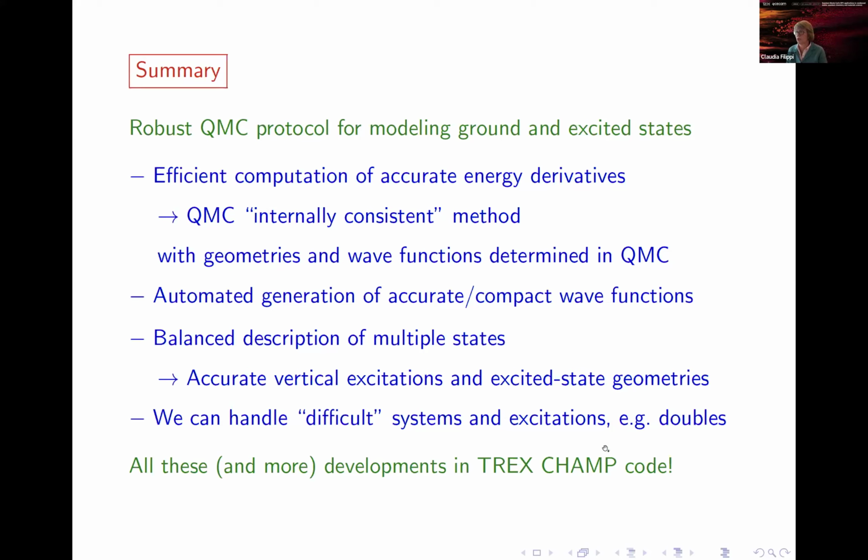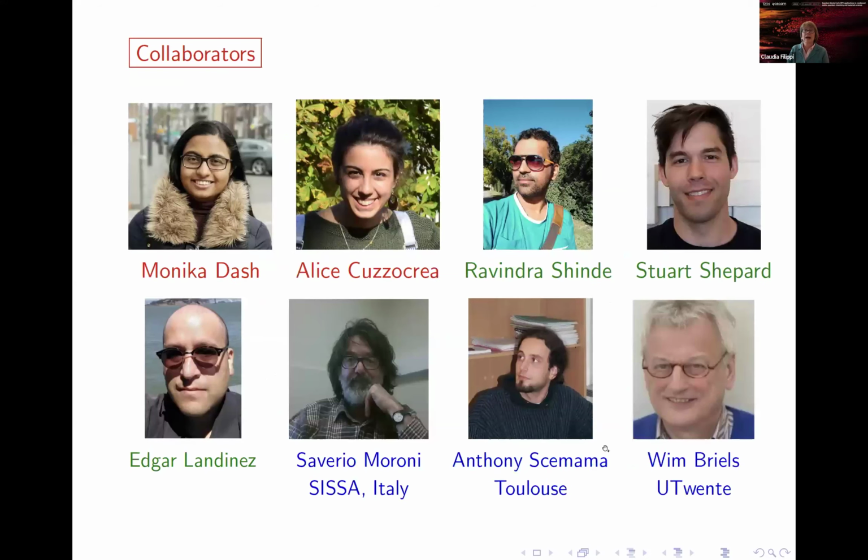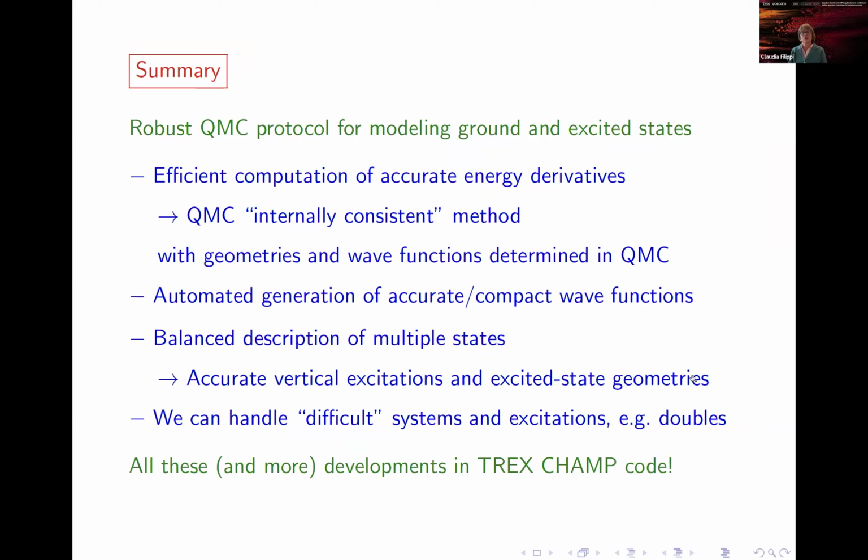And so the code is CHAMP, and these are the collaborators. The students did a lot of the work, Monica Dash, Alice Cuzzocrea for the earlier work. Ravindra and Edgar worked a lot on the code to make it faster, and Stuart on the specific optimization. And these are senior collaborators: Saverio Moroni for Quantum Monte Carlo, Anthony Scemama for selected CI, and Wim Briels, a local collaborator. And I thank you for your attention.